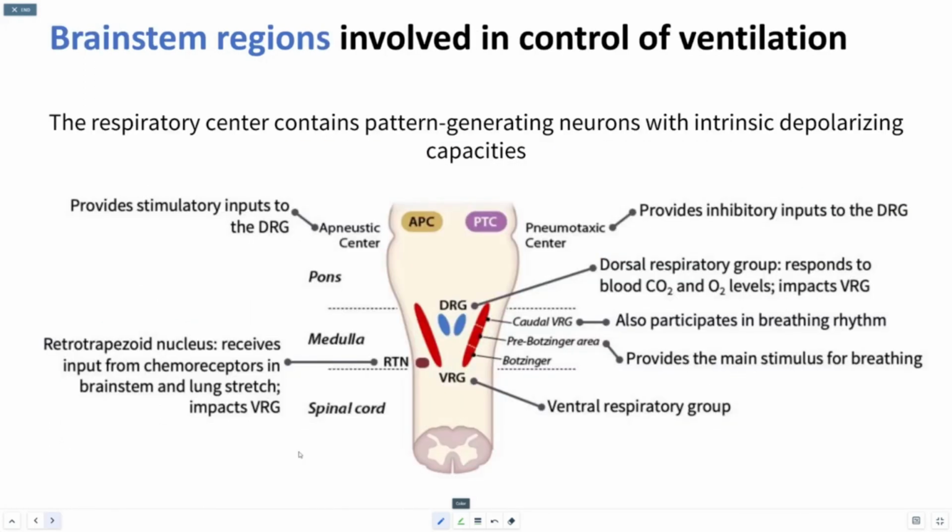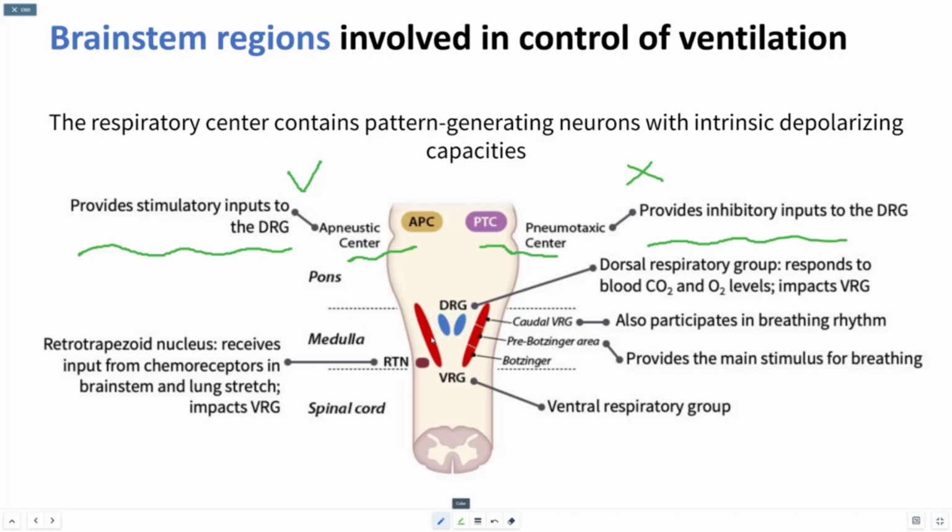The respiratory center contains pattern-generating neurons with intrinsic depolarizing capacity. Let's go over some of these key centers inside the brain stem. APC stands for the apneustic center. PTC stands for pneumotaxic center. The APC provides stimulatory input, and then the pneumotaxic provides inhibitory input. So you have a yes signal, and then you also have a no signal.